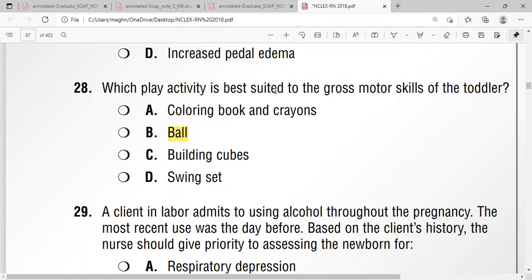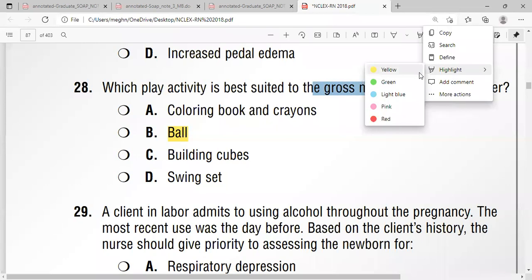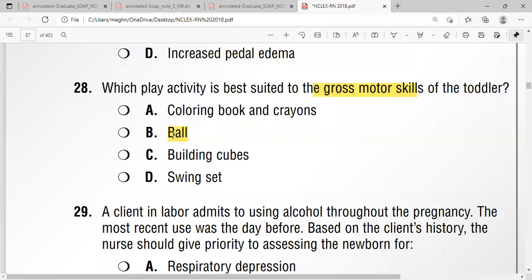So why is it? The toddler has gross motor skill suited to playing with a ball, basketball, or soccer ball, which can be kicked forward and thrown overhead. So it indicates the motor skill. When you throw the ball or kick the ball, that indicates the motor skill. Motor means muscle.